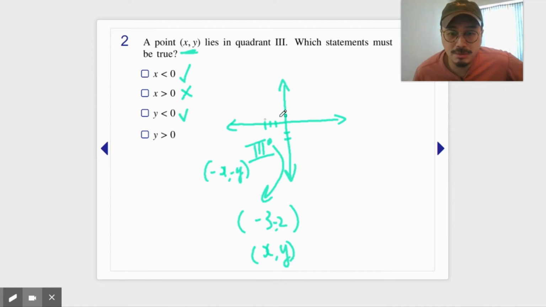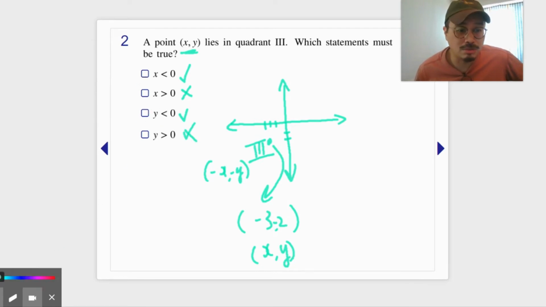Did you guys get that? Right? Negative, right to the left and down. To the left is a negative, down is a negative. Okay? So it has to be both of these. Oh, wait, no, that's not it. So it has to be 1 and 3. So let's choose 1 and 3.